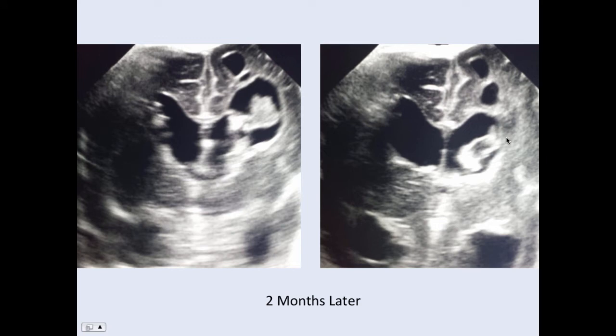And then this is what happened to that bleed a couple months later. The body will break down that bleed and kind of liquefy it and reabsorb it. And often when there's hemorrhage in the parenchyma itself, it turns into these cystic spaces. So we see several big cystic spaces on that side.